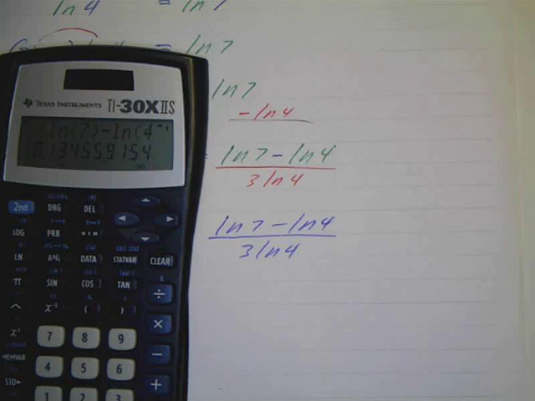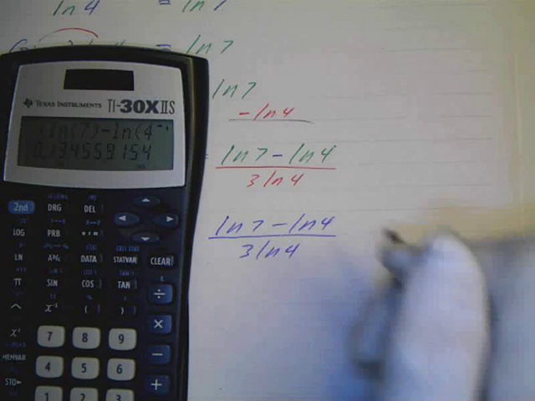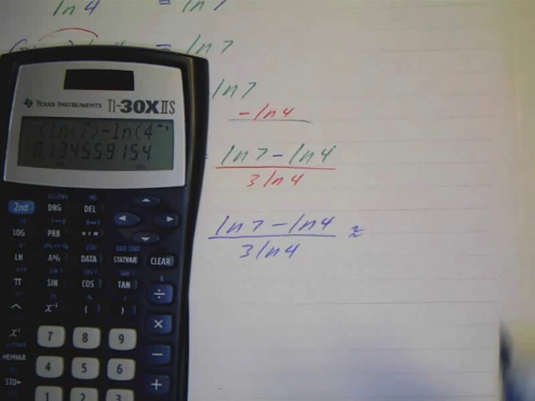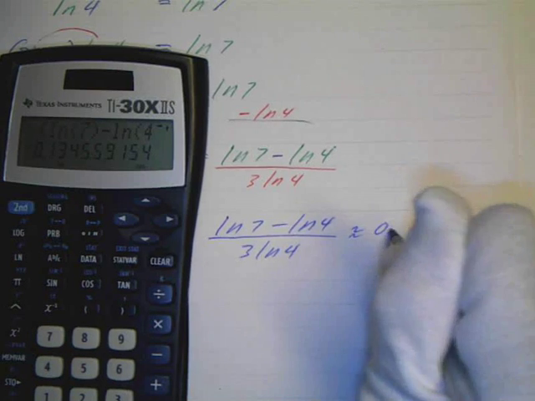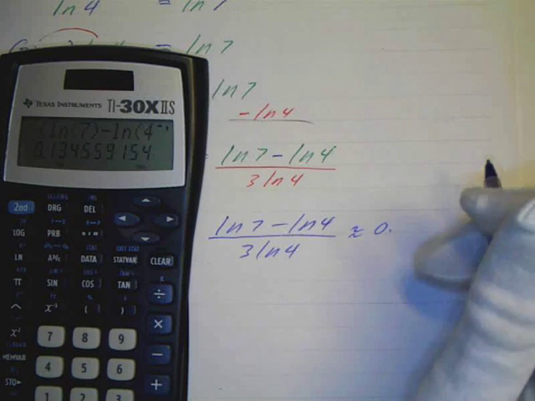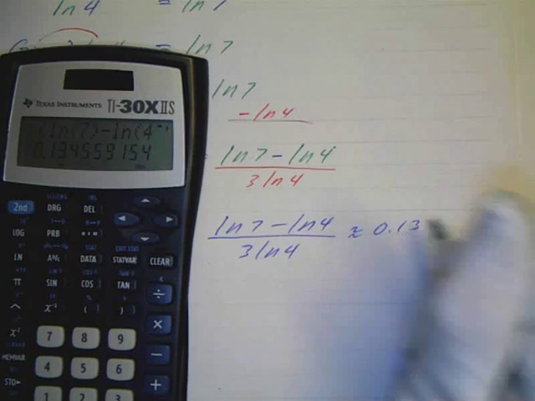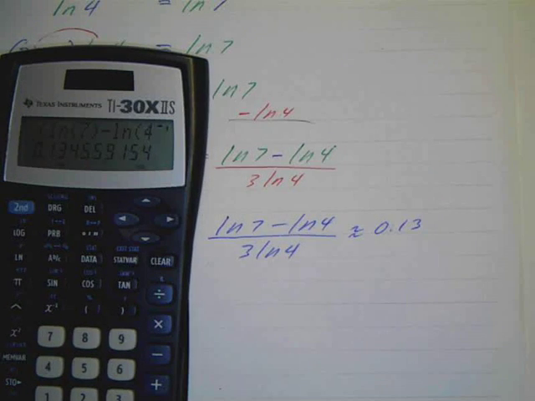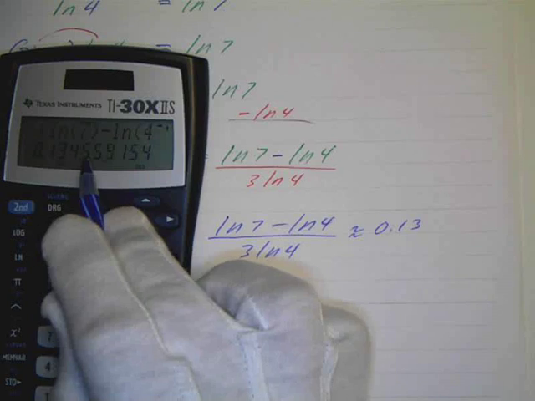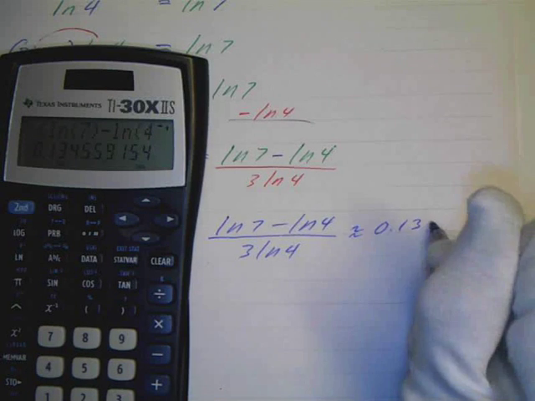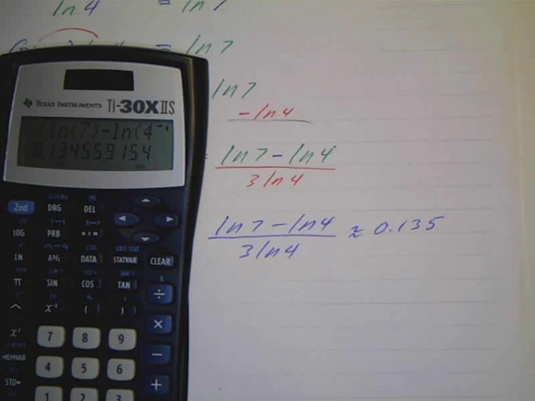And we get approximately 0.134, and we're going to round off. Now we got 0.1345, so if we're rounding off to 3 places, this is 5 or bigger, so I'd say 0.135. And there's your answer.